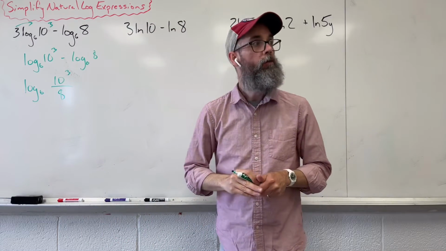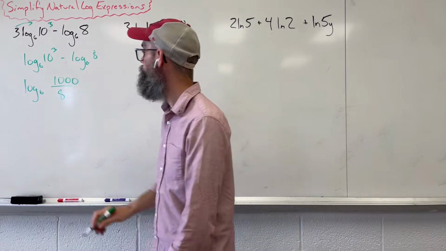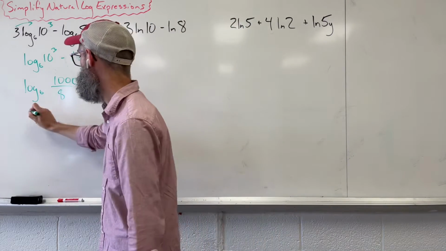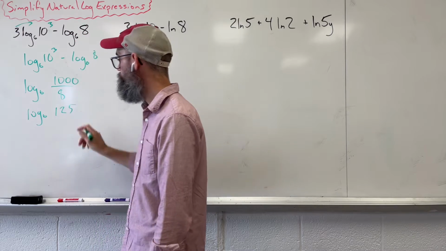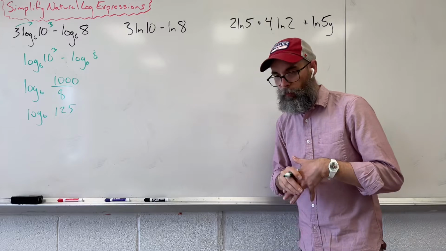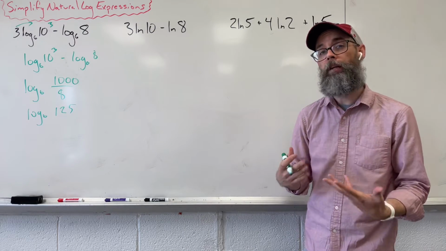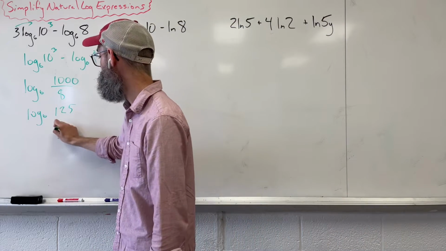10 to the third really means 1,000. So I'm going to take a little shortcut here. We can now simplify this fraction because it's possible. So let's do it. We get 125. Now, we can actually go one step further because 125 we can rewrite another way using our exponents. 125 is saying the same thing as 5 to the third.